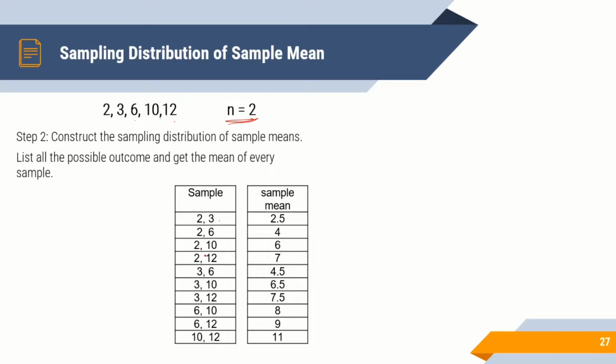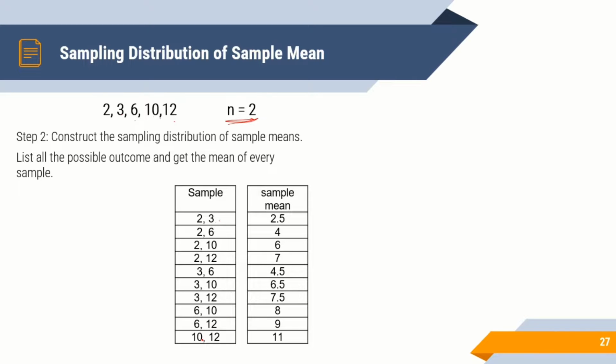3 plus 6 divided by 2 equals 4.5. 3 plus 10 divided by 2, 6.5. 3 plus 12 divided by 2, 7.5. 6 plus 10 divided by 2, 8. 6 plus 12 divided by 2, 9. 10 plus 12 divided by 2 is equal to 11.